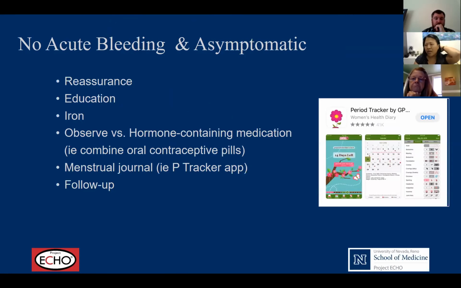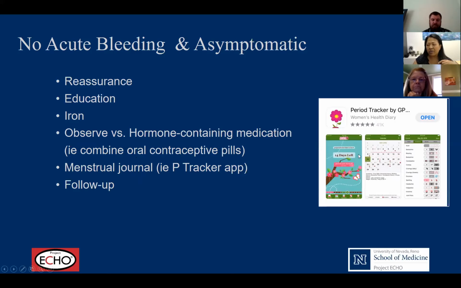So then what do you do next? Okay, it depends on whether they're actively bleeding when they see you or whether they're symptomatic. If they're neither of those things and your hemoglobin is in a comfortable range, you can reassure, educate, do iron supplementation because they're probably iron deficient from all the bleeding. You can either observe or put them on hormones, such as the birth control pill. You definitely have them start to journal and track their period.